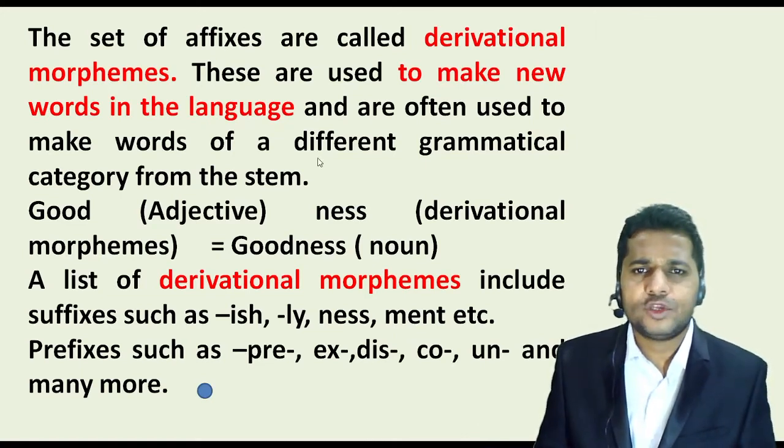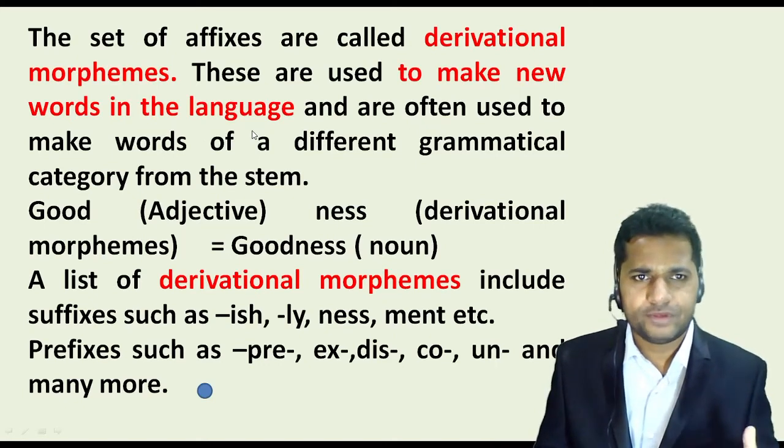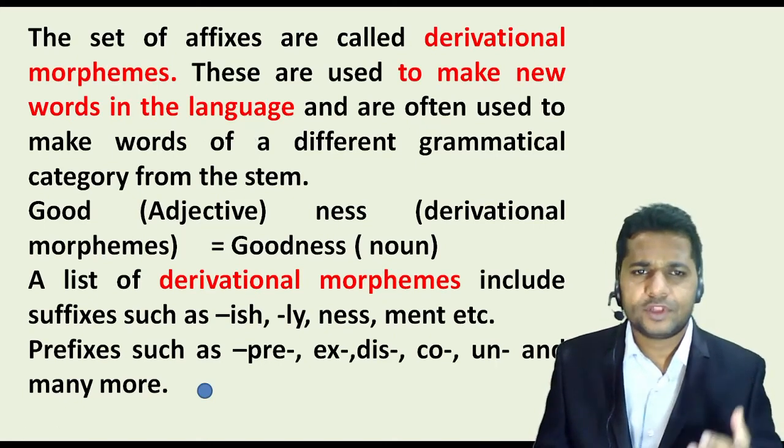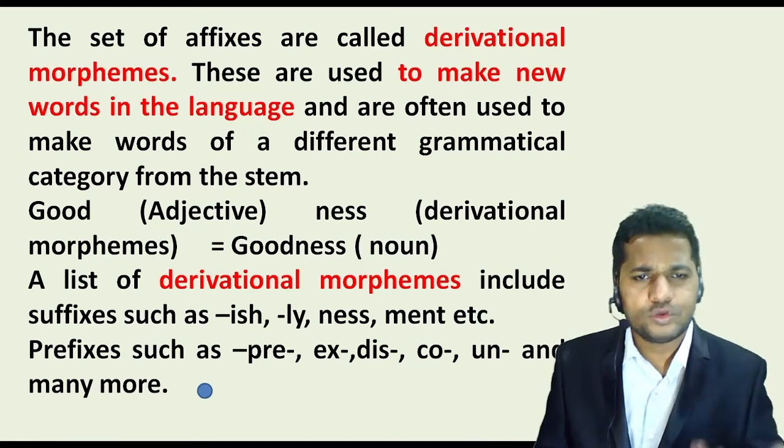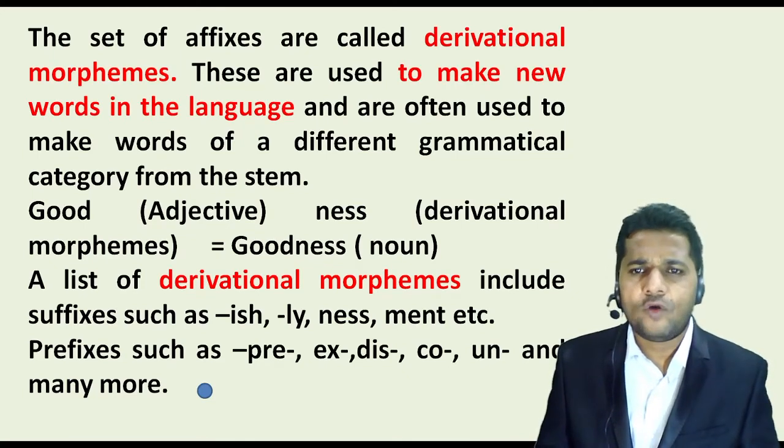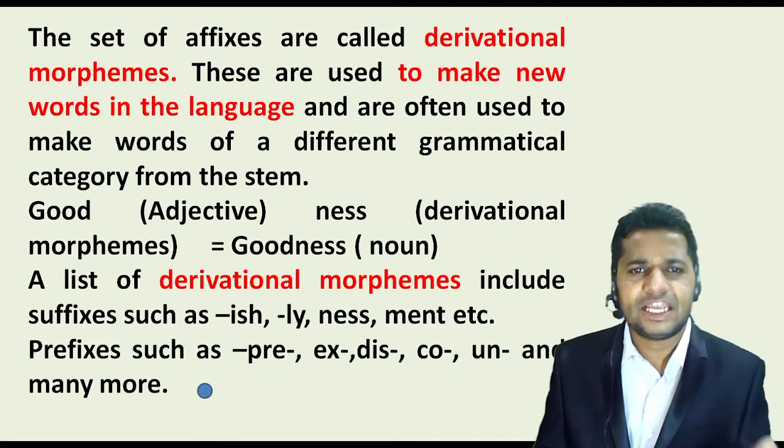So these are used to make new words in the language. If you see these derivational morphemes or affixes, they are used to make new words in the language. They are often used to make words of a different grammatical category from the stem. Now they change the grammatical category of words. If you see good, G-O-O-D, good is an adjective.